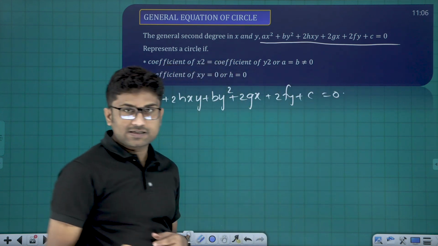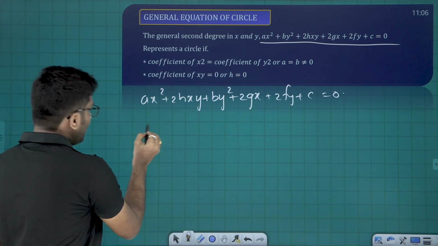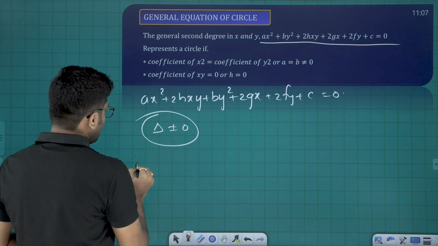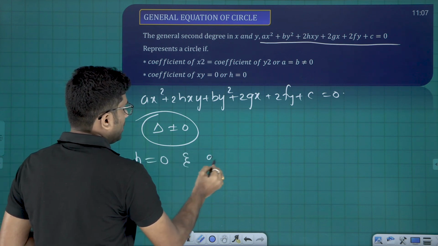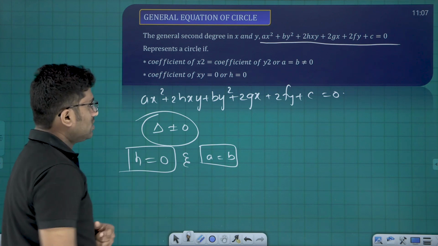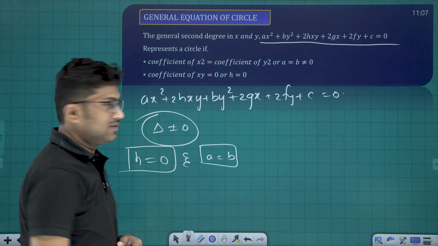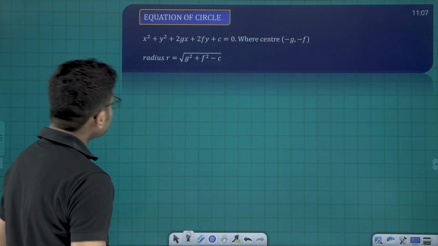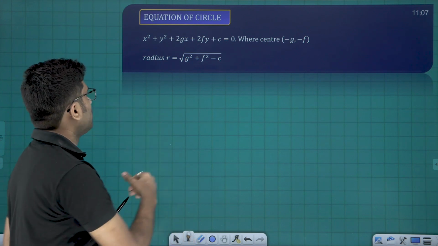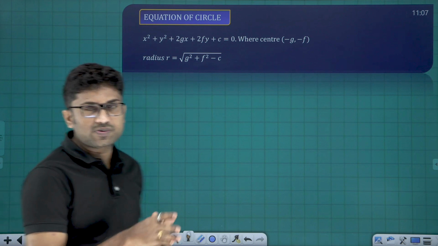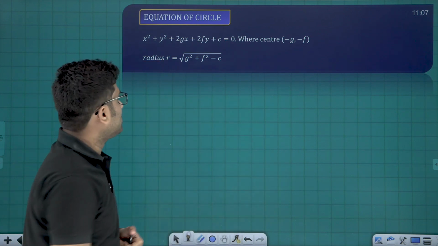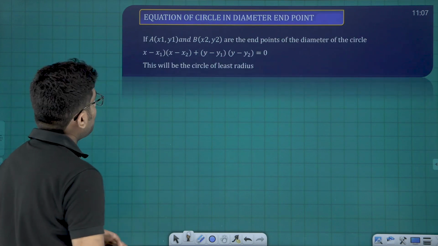So ax square plus 2hxy plus by square plus 2gx plus 2fy plus c is equal to 0 represents a circle if delta should not be equal to 0, and h equals 0, and the coefficient of x square should be equal to the coefficient of y square. So when these things happen, then only it will be a circle. Next. Now the second degree equation, the general form of a circle, will always be of the form x square plus y square plus 2gx plus 2fy plus c equals 0, and for that the center is (minus g, minus f). Radius is square root of g square plus f square minus c.